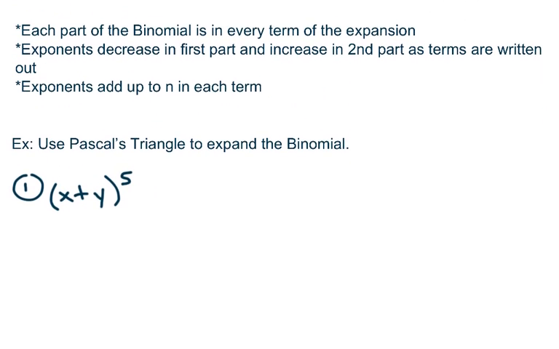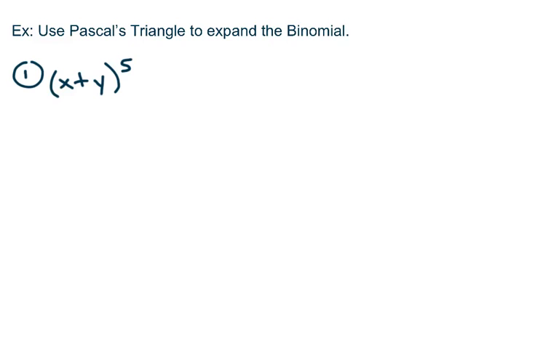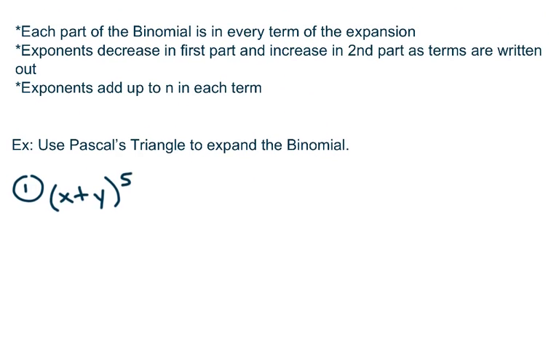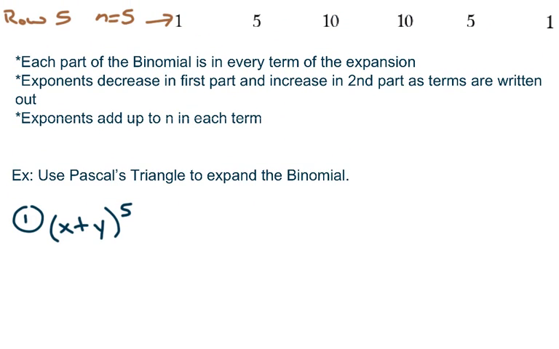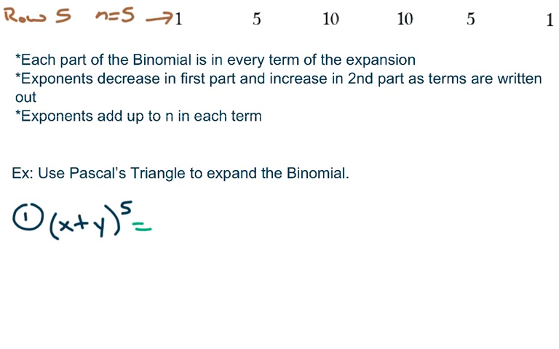Let's do a couple of examples here. Use Pascal's triangle to expand the binomial x plus y to the 5th power. If it's to the 5th power, we're going to be using row 5 here. So let me point this out. We're going to be using this row here. So here's what I'm going to do. I'm going to write out the coefficients just as they are written in the triangle. We'll do that in green. So this is equal to, the coefficients are 1, 5, 10, 10, 5, and 1. Okay, the coefficients are going to be there every time.